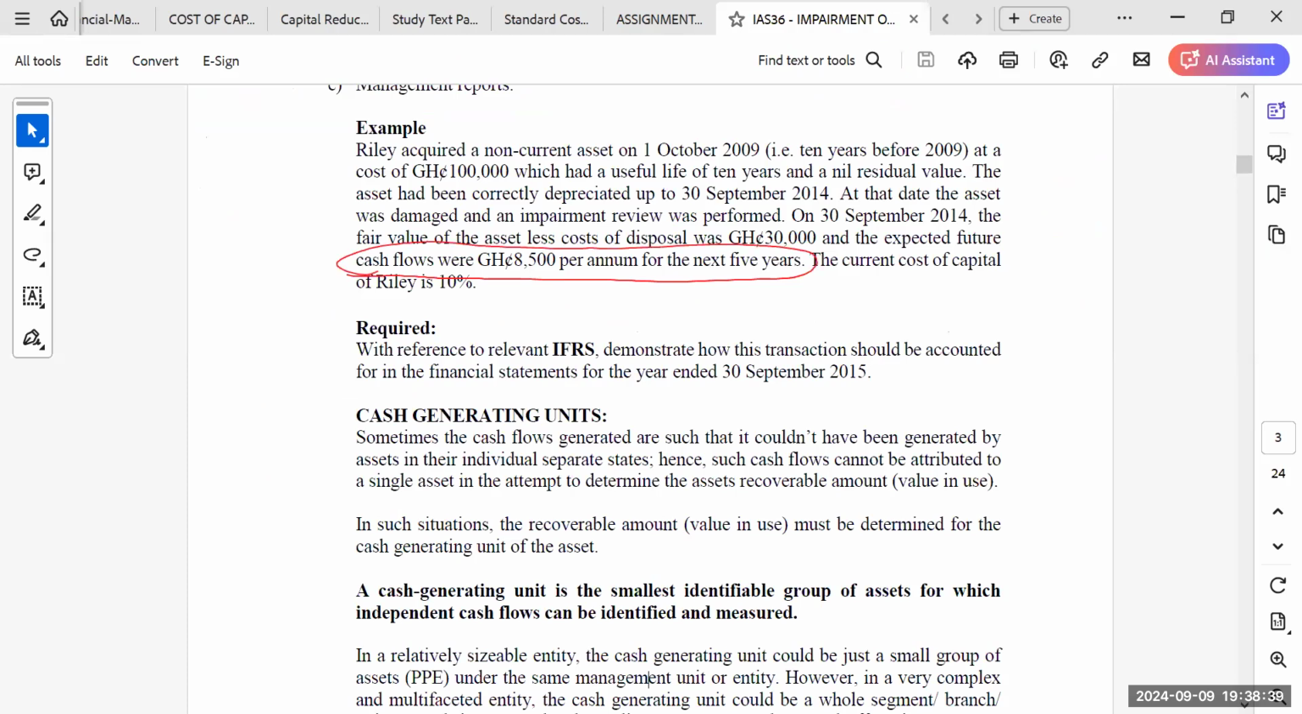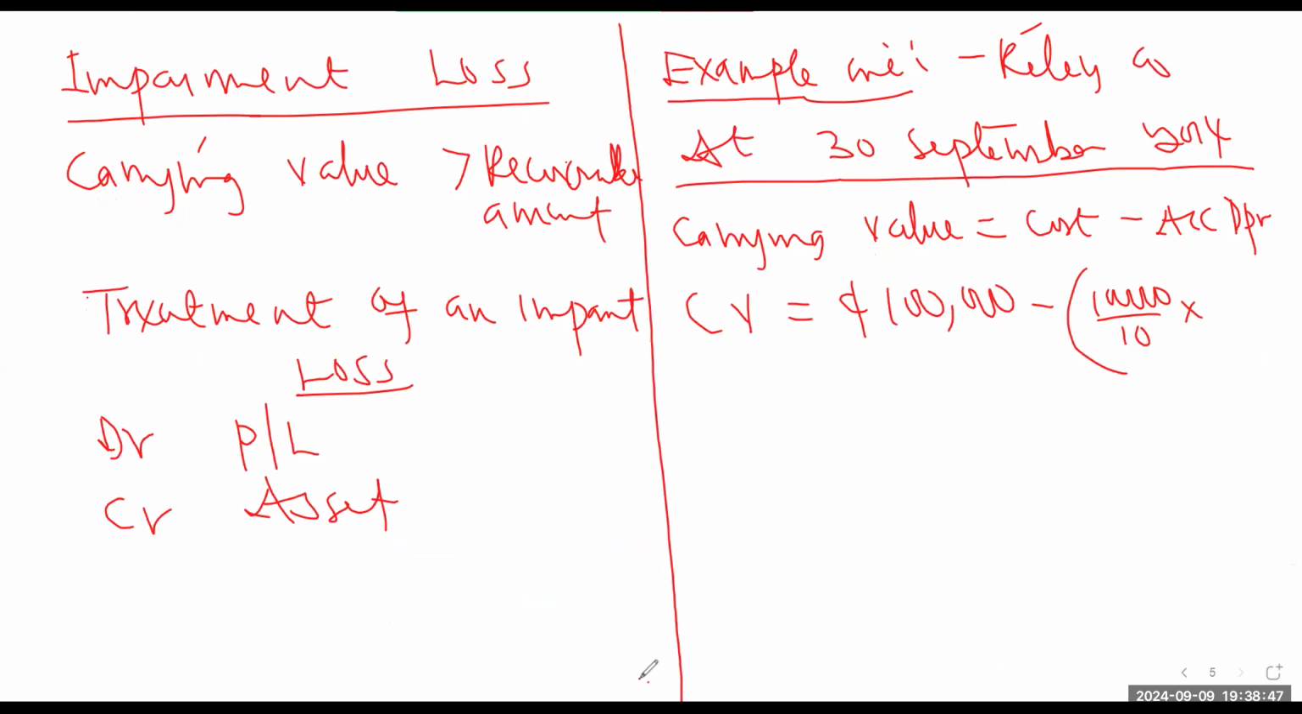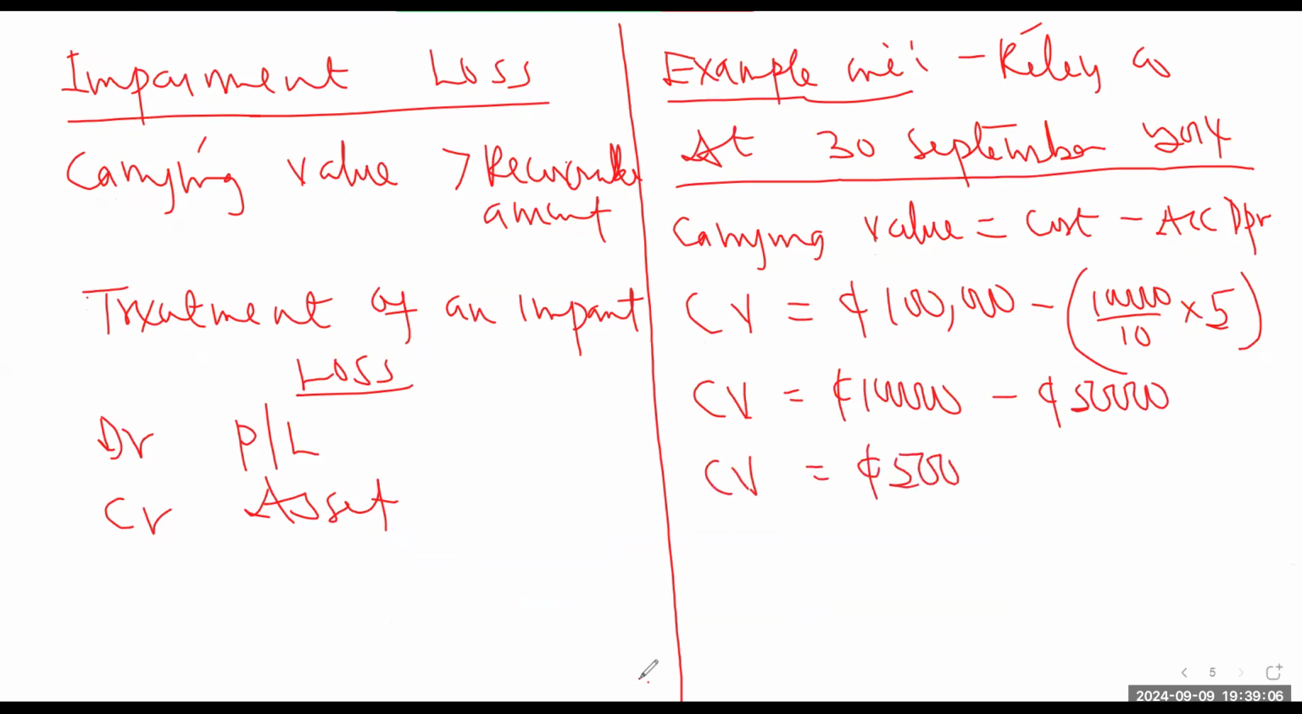They have given you the cash flows for the next 5 years. So it means that we have used the asset for 5 years. So our accumulated depreciation will be multiplied by 5. Do you agree with that? Yes, sir. Okay. So our carrying value will be the 100,000 minus 50,000. Is that correct? Yes, sir.